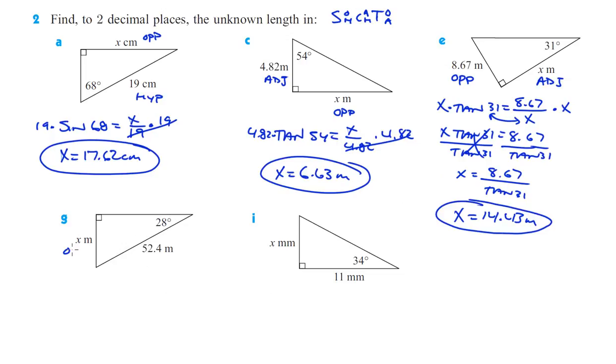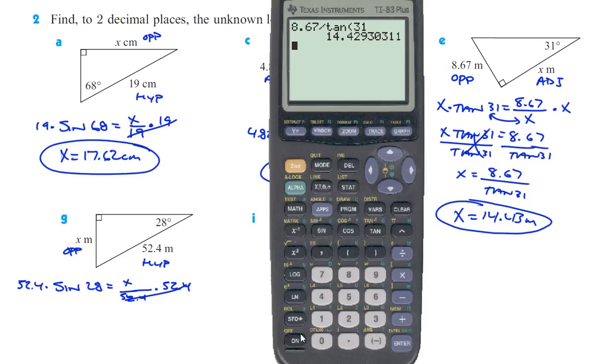Okay, moving on to G. There's our angle. This side here is opposite, and this is the hypotenuse. So opposite and hypotenuse is sine. So we'll do sine of 28 equals x over 52.4. Since our number's in the denominator, just multiply both sides by 52.4, and we are in business. So let's get that out here. We got 52.4 sine of 28 gives us 246.